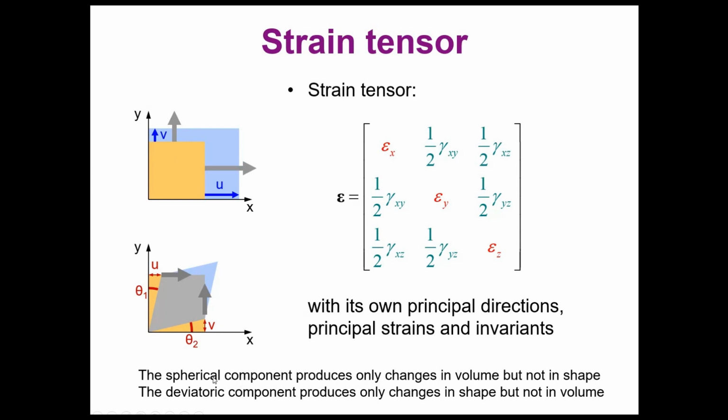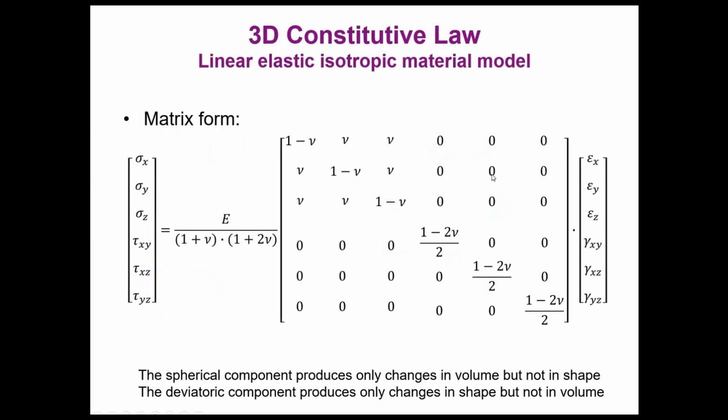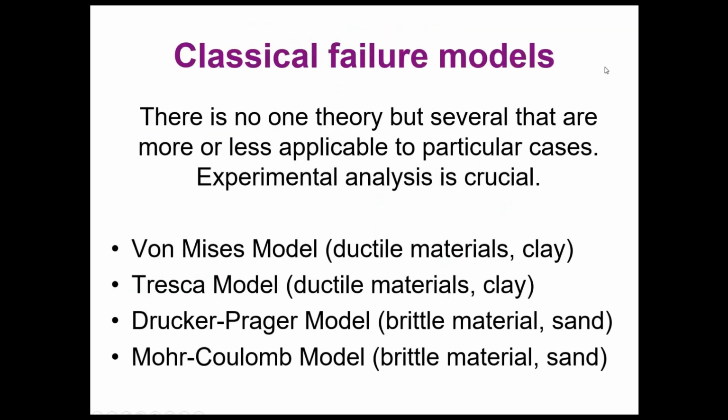Again, I have added here that the spherical component produces only changes in volume and not shape, and the deviatoric component produces only changes in shape but not in volume, because this is an important thing to know about the models we use. I have mentioned this already. So we can go to the definition of the classical failure models.